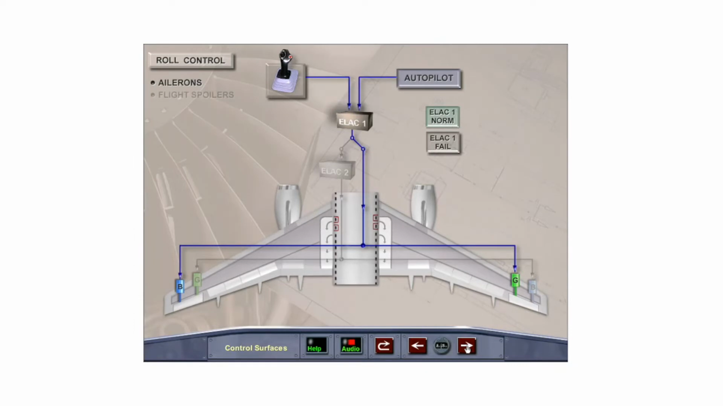One aileron and 4 flight spoilers on each wing provide roll control. Each aileron, as with the elevators, has 2 hydraulic actuators, each powered by a different hydraulic system and controlled by its associated ELAC. Normally, ELAC 1 and its associated actuators operate in active mode, while ELAC 2 and its associated actuators are in standby mode, ready to take over in the event of a failure. Touch the ELAC 1 fail button or the right arrow to continue.